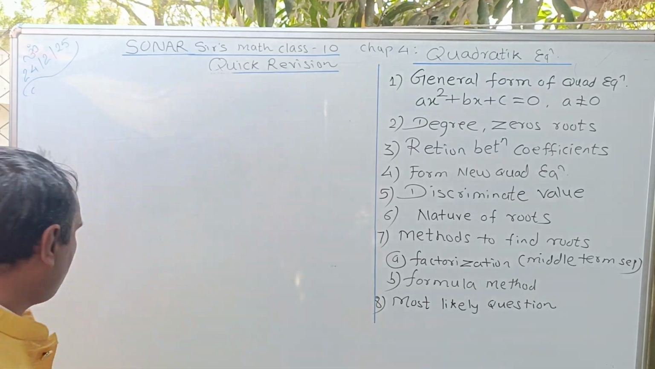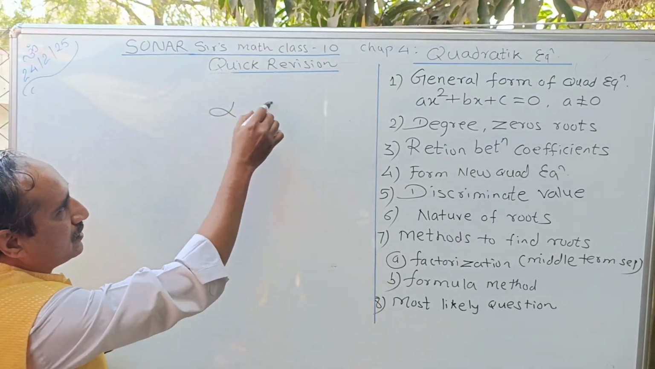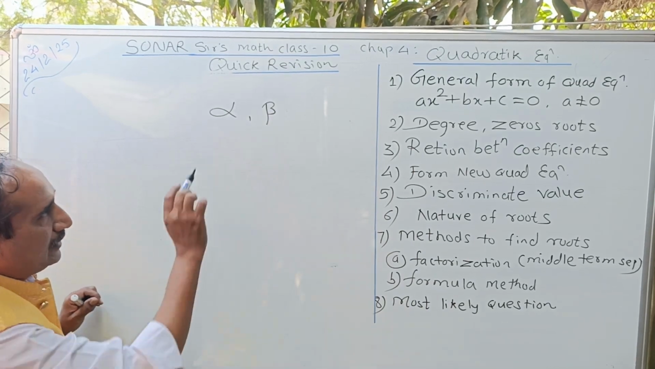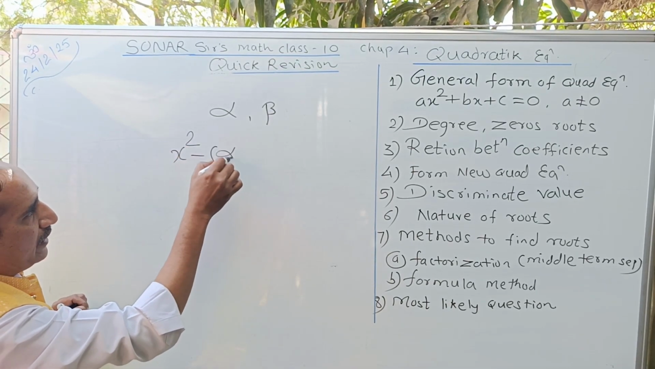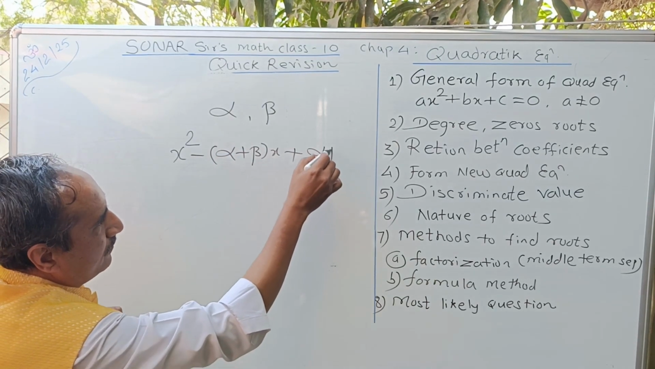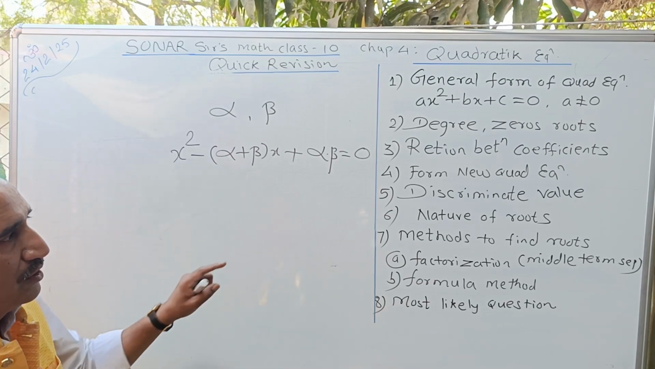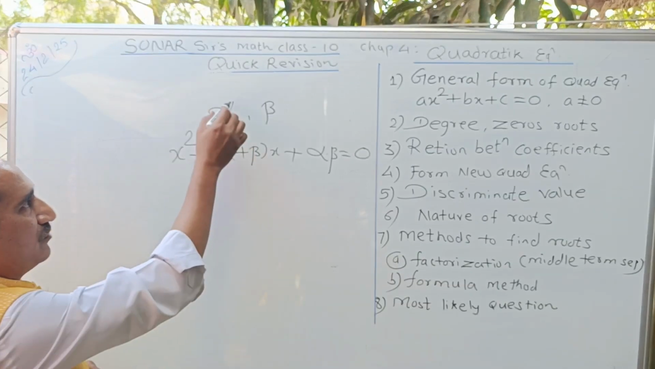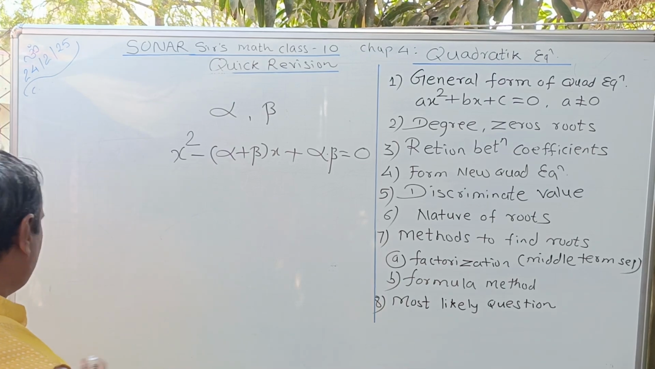Formation of new quadratic equation. If alpha, beta are the zeros of a quadratic polynomial, then its quadratic equation is x square minus (alpha plus beta) x plus alpha into beta equals to 0. This form is called formation of new quadratic equation when alpha, beta are the zeros of the quadratic polynomial.